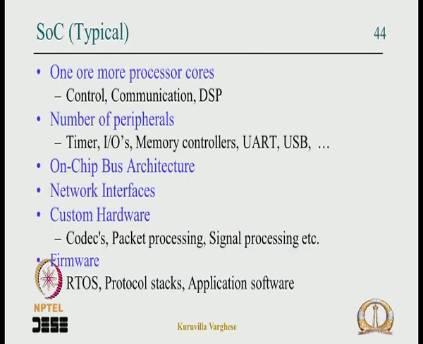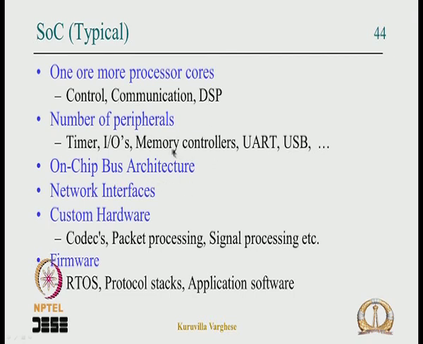So if you take a system on chip, it has a lot of typical things. I am taking an example. It may have one or more processor cores, so it will have a communication. Maybe there is a processor for basic communication, there is a processor for control, there is some DSP for computation, there could be multiple cores of DSP or control processors and so on.